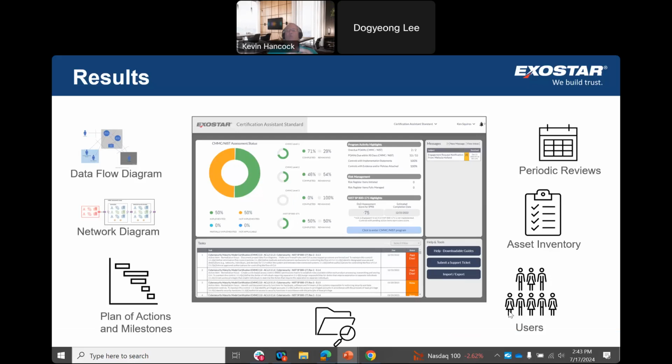So with that, we're going to move on to the next area, just a recap of what you saw, right? So Certification Assistant allowed me to build that system, put in those diagrams, network diagrams, data flow diagrams, etc., that define my overall system, including those users and assets, and allowed me to walk through each of those different controls and build my overall program.